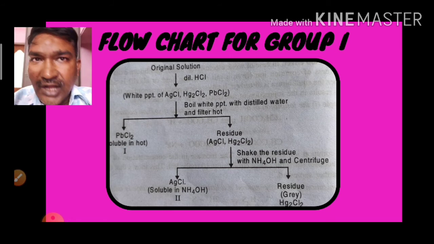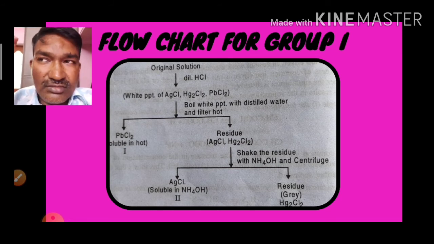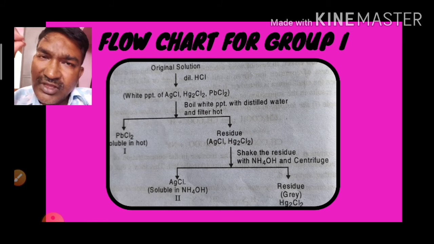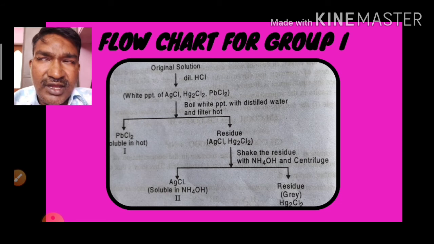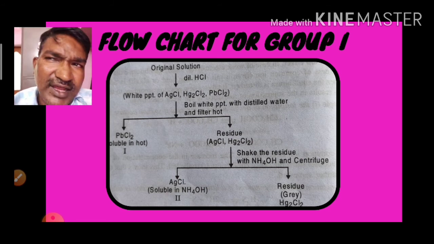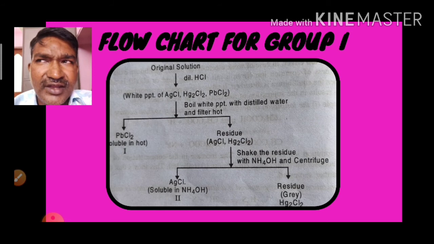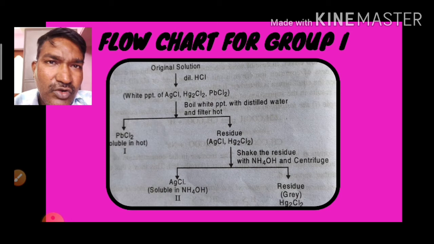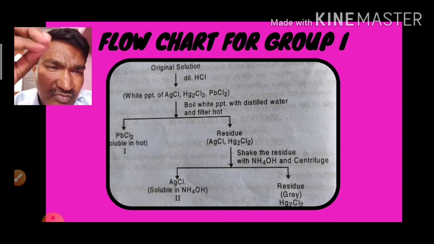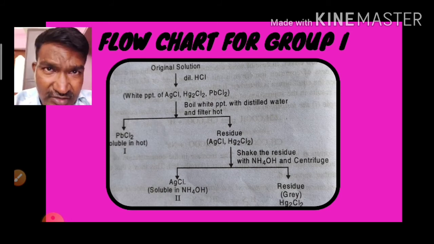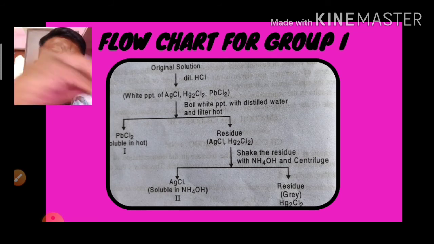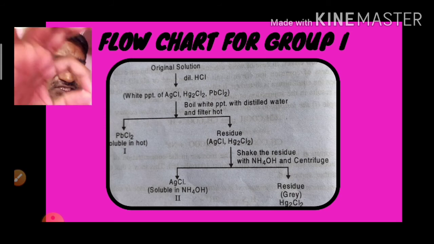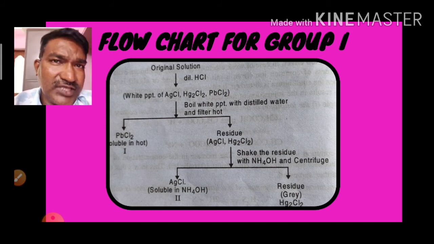And we know very well that silver chloride dissolves in the ammonia solution. And if you get a gray color precipitate, we have to think that the white precipitate contains mercurous chloride. So like that we have to move further. After identifying whether the first group cation is Pb2+, Ag+ or the mercurous ion, we have to go for the confirmation test related to those cations.